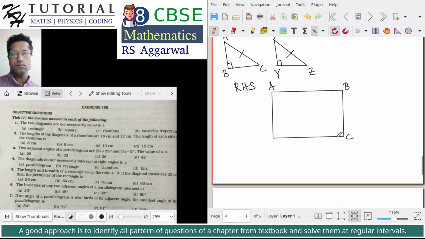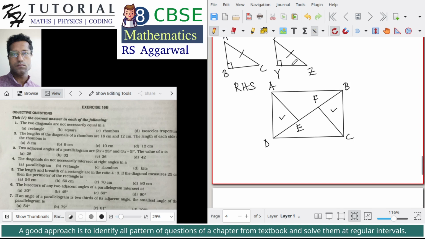Let's say the rectangle is ABCD and we have the diagonal BD. Now we are drawing a perpendicular from A to BD, and let's say this be E, and we are drawing a perpendicular from C to the diagonal BD. Let's say this be F. So we have to prove that this triangle is congruent to this triangle. We have to establish the congruency between the triangles ADE and BFC. They are congruent. We have to prove.